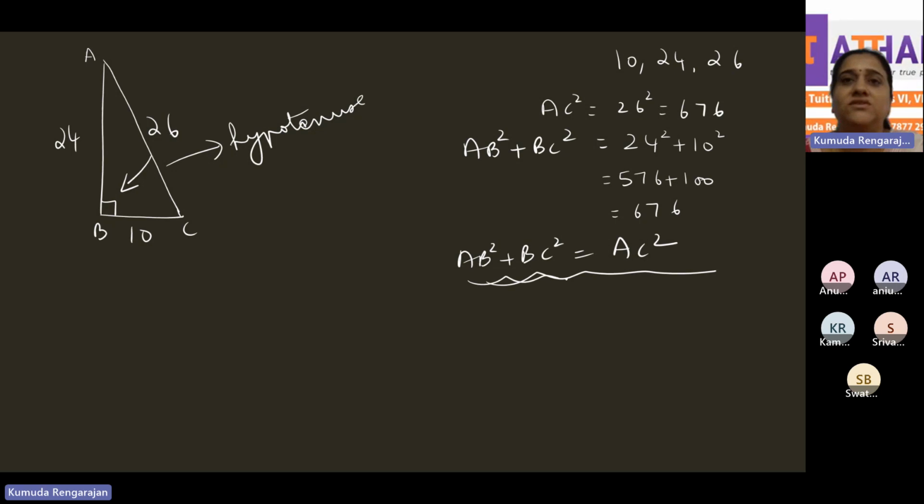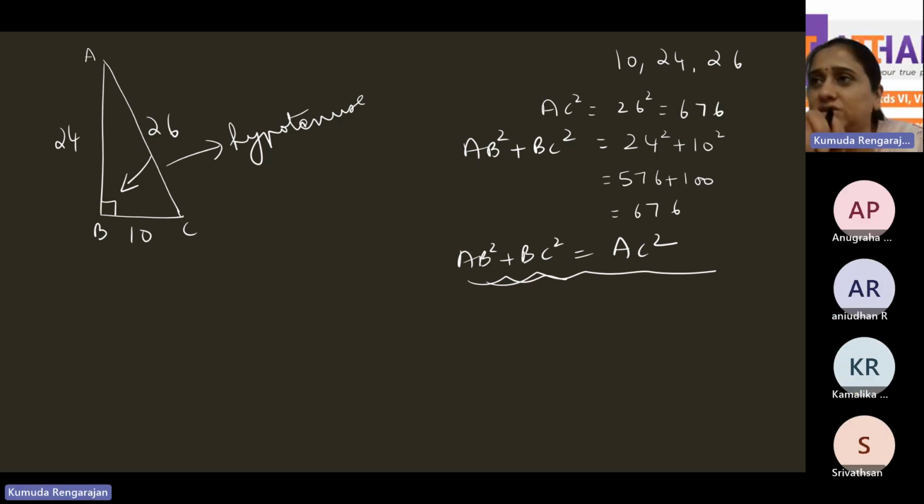If so, we're using the converse of Pythagoras theorem. Here in this triangle, we see that AB square plus BC square is equal to AC square. Then we say by the converse of Pythagoras theorem, triangle ABC is a right triangle.